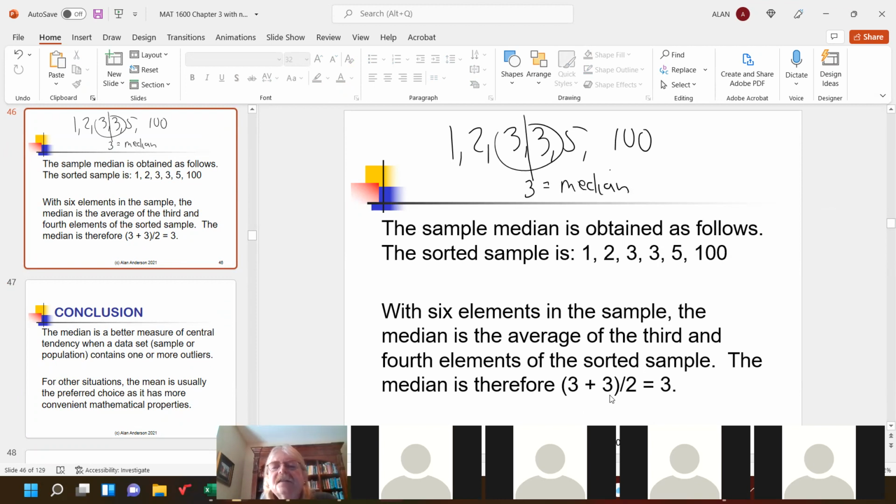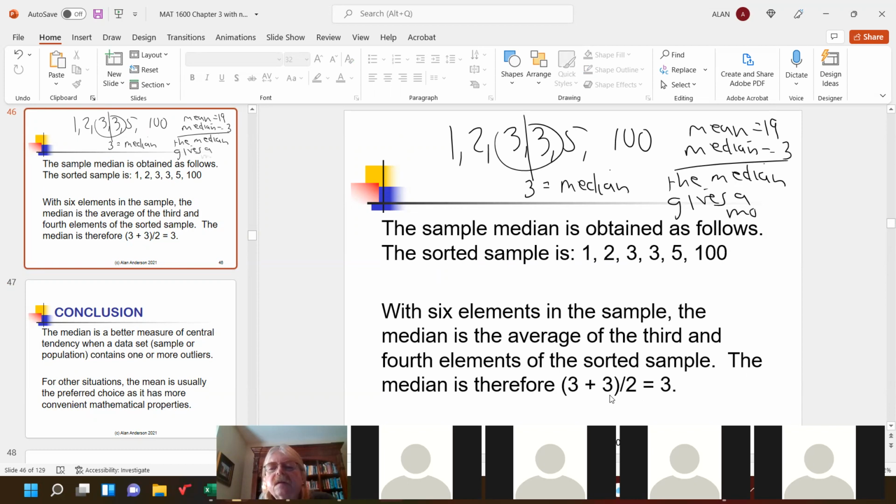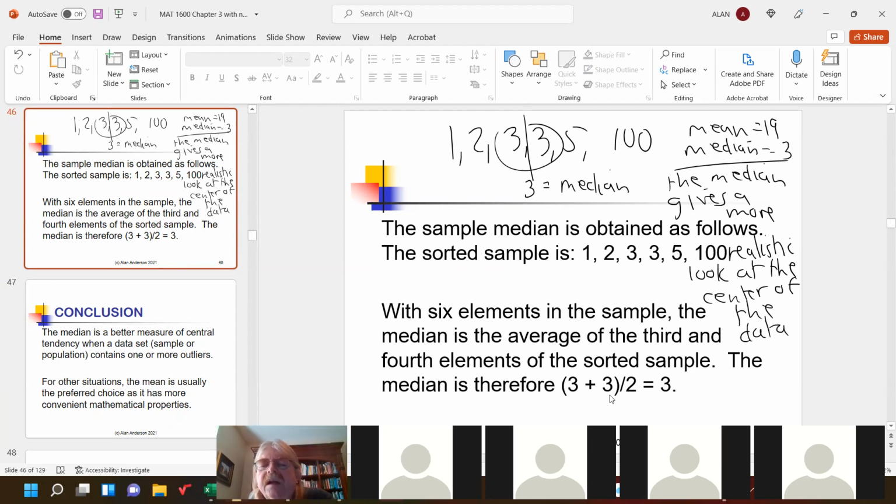So I think you'll agree that in this case, since the mean is 19 and the median is 3, our conclusion is that the median gives a more realistic look at the center of the data. All right, 19 versus 3. I think you'll agree that 3 makes a lot more sense than 19. The mean was distorted by the existence of this outlier.